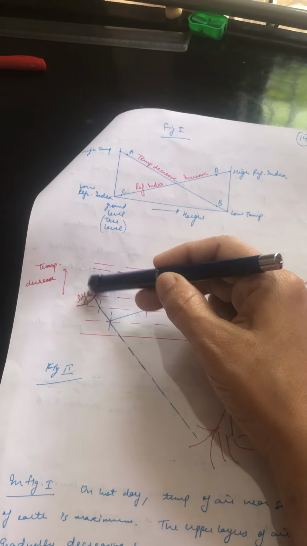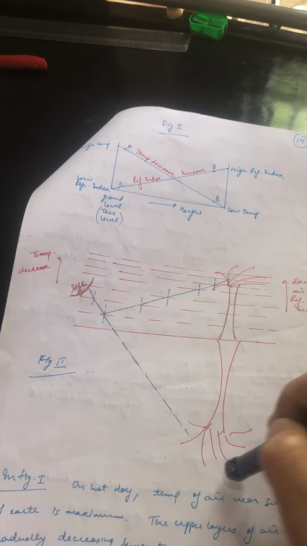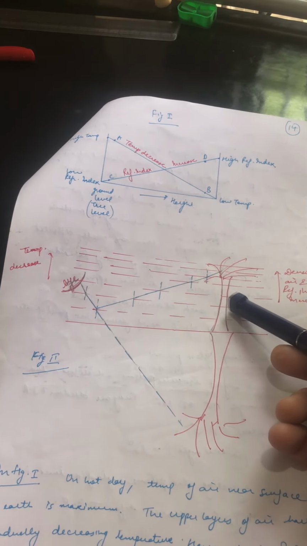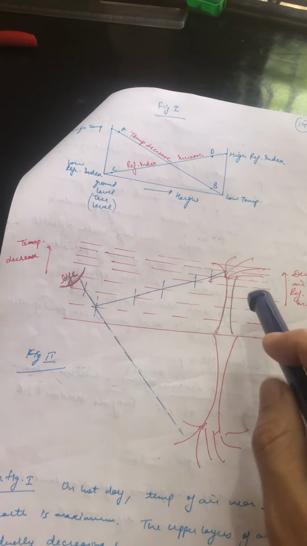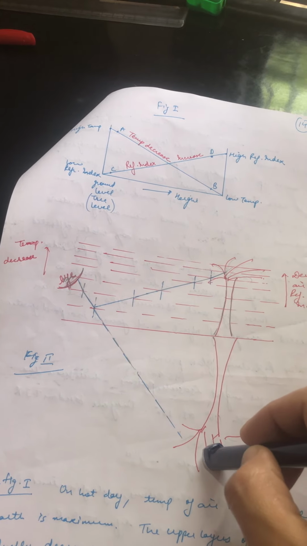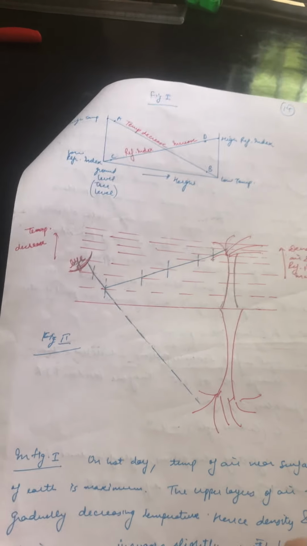So when you produce these reflected rays backward, it seems to you that the rays are coming from here. So you are seeing this tree to be inverted. So this is the image of that tree, which is inverted. This is called mirage formation, right? So read it once and things will be more clear to you.